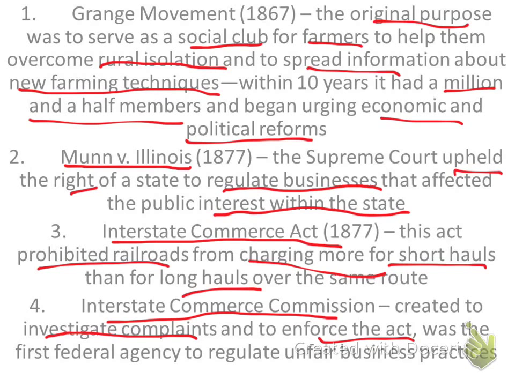I take it to the Interstate Commerce Commission. They investigate. They determine that the railroads are doing this, which is against the law, and they now punish the railroads. So not only was the Interstate Commerce Commission created to investigate and enforce the act, this is the first government agency to regulate unfair business practices. I realize you can't see the unfair business practices there, but you can see it on your paper.